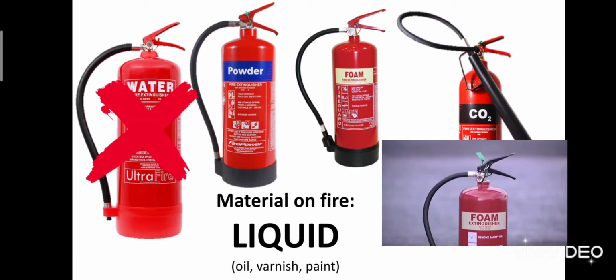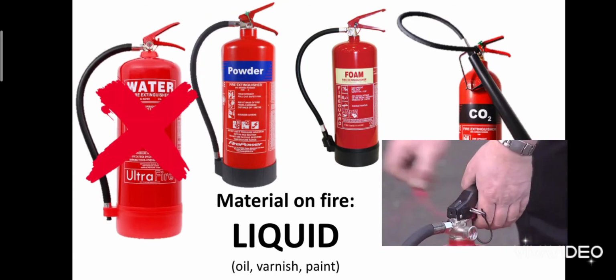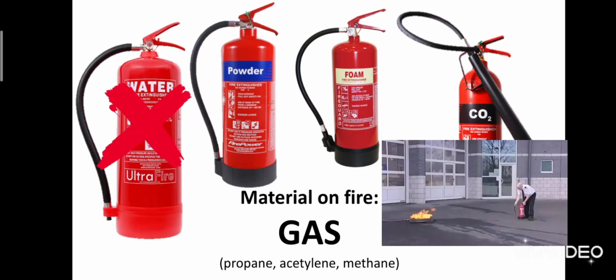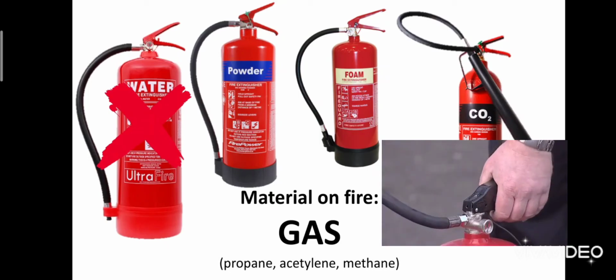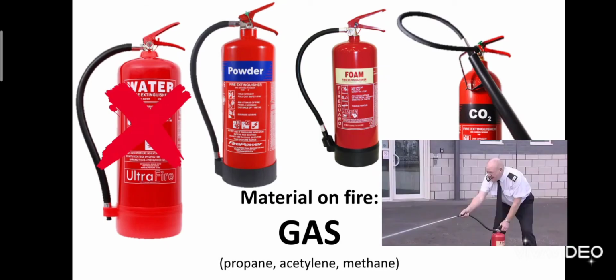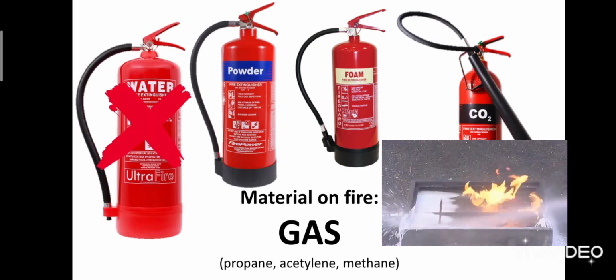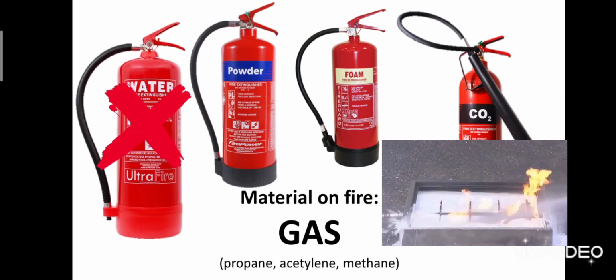Okay, the next fire extinguishers are powder, foam, and carbon dioxide, used to put out fire caused by gas, for example propane, acetylene, and methane. As you can see from the video, that is the foam type of fire extinguisher. It easily puts out the fire caused by gas.